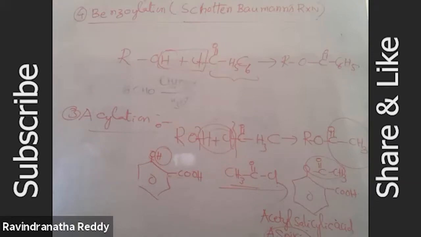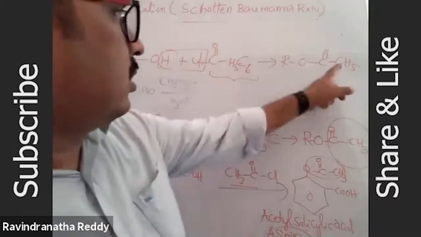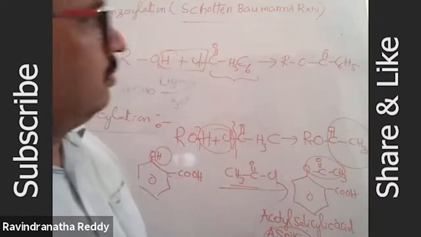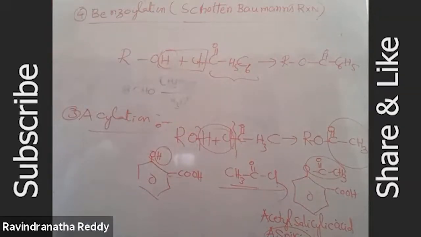So alkylation, alkoxy, alkanone. What is this one? Which compound are you getting here? RCOOR, ester. That is also ester. What is the IUPAC name of ester? Anybody? Gayatri, Archana, Priya. This is RCOOR, ester.